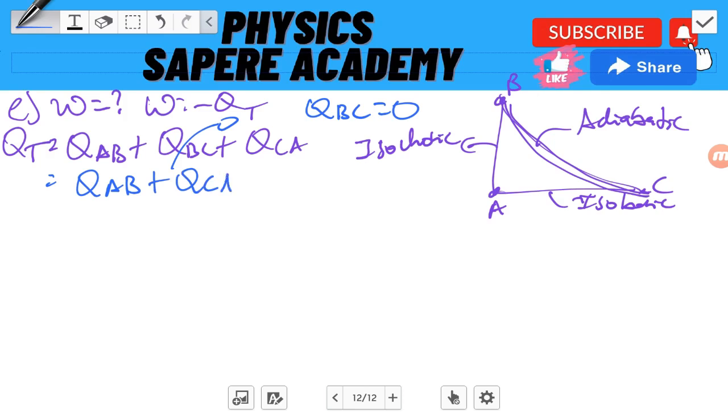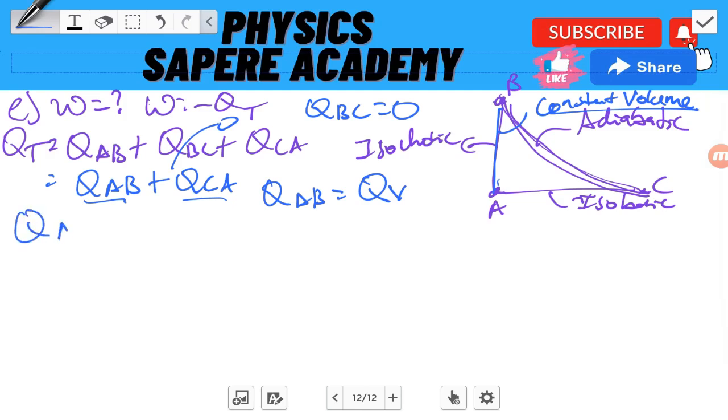So I have to find these two terms. Now the process of QAB, which is simply an isochoric, is simply heating that takes place at constant volume, right? So the amount of heat that enters at constant volume is equal to QV. So QV is the amount of heat that enters the system during heating from A to B because of an isochoric process. Now, QAB is CV times n times change in T.